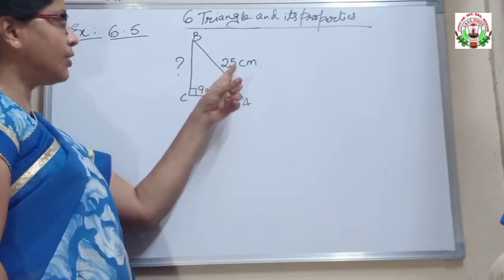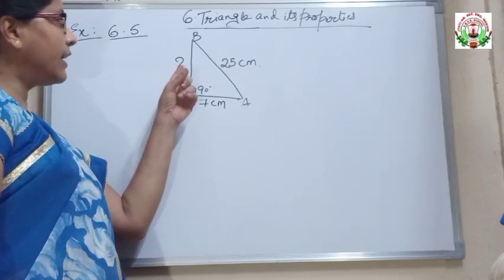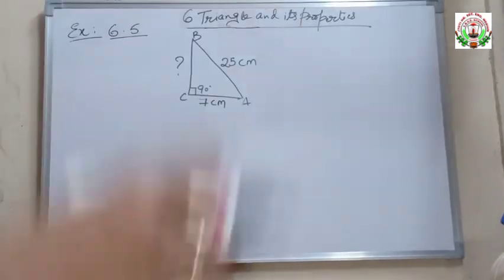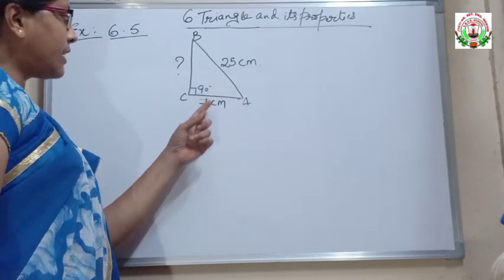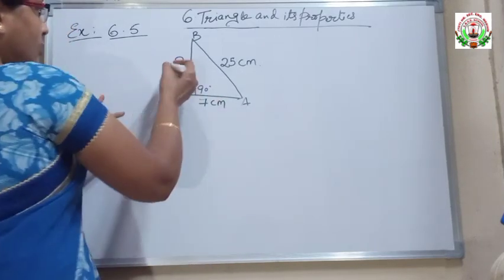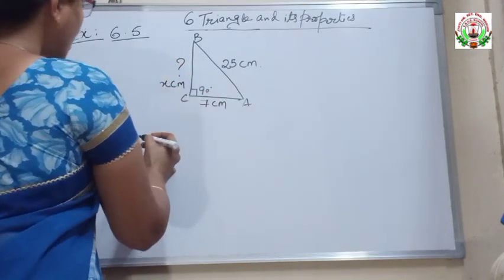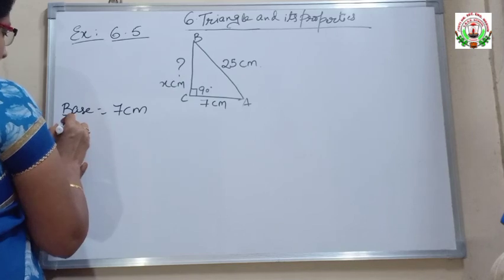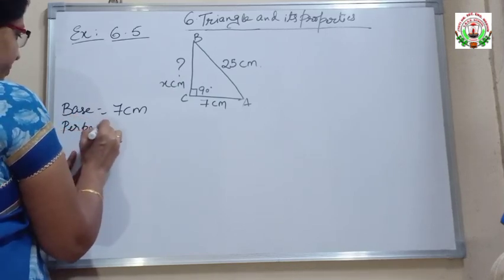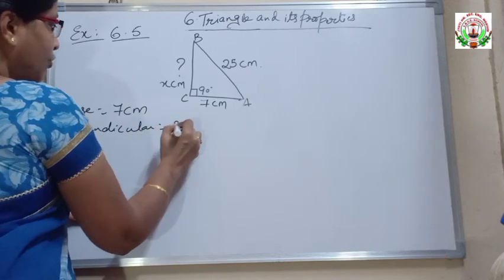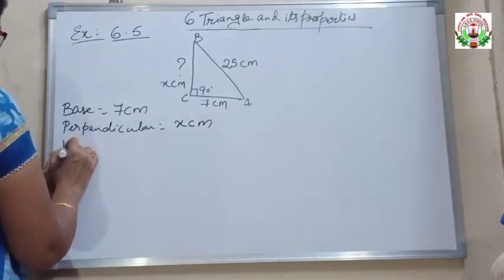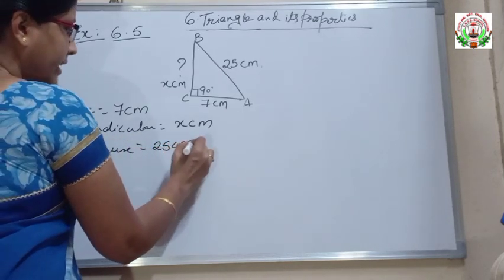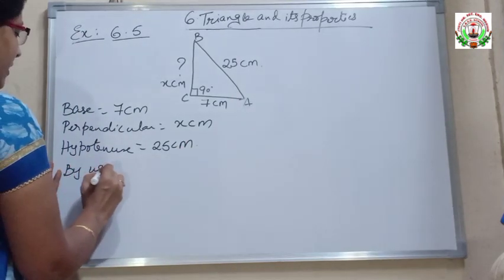Here they have given the hypotenuse and the base, and you have to find the perpendicular. So let this be x centimeters. Again, let us write what is given. Base is equal to 7 centimeters. Next, perpendicular we have to find, so it is x centimeters. Next, they have given hypotenuse as 25 centimeters.